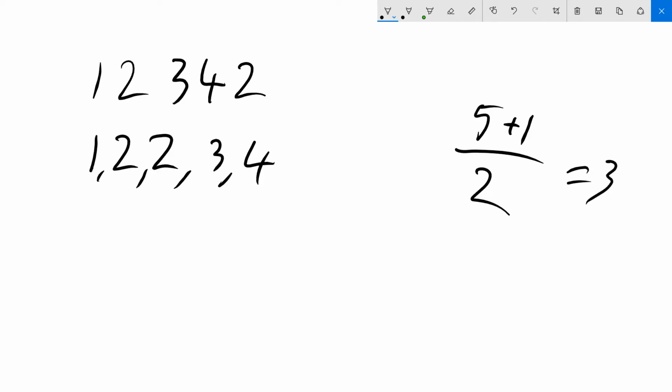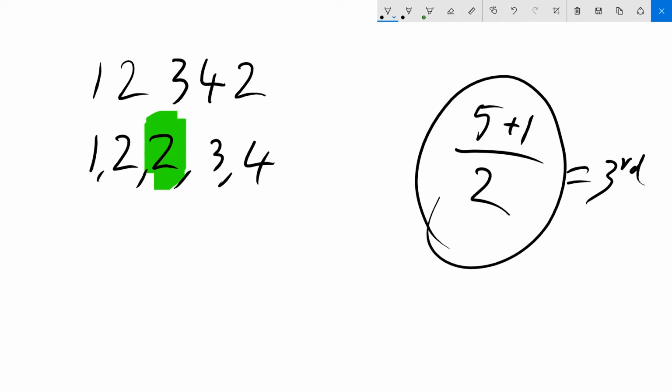So what that tells us is that the third number is going to be our median. So in this case, our median here is 2. Alright? All this equation here is doing is locating where the median is.